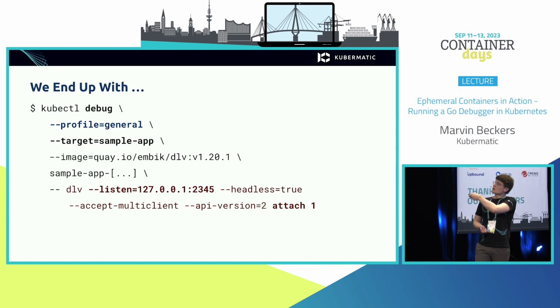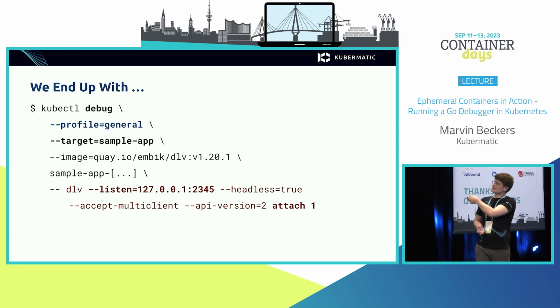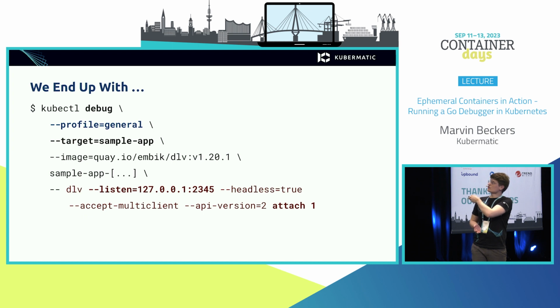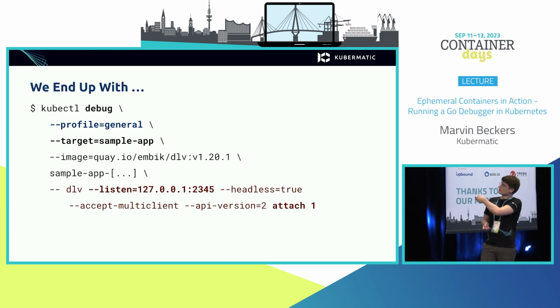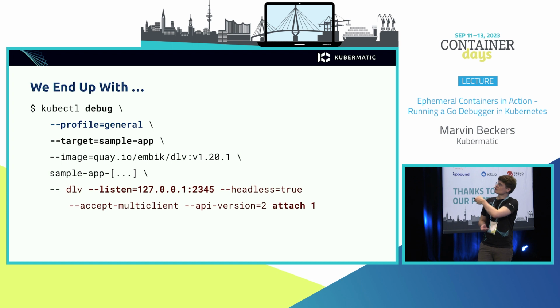I open up a port on localhost. That is all we need. We're going to see later why. We're opening a headless mode because we want this to act as a DAP server. And then there's a couple of things, like I can accept multiple clients. This is the API version of the protocol that Delve has internally, which works similar to DAP. We don't really care about that. But then we attach. So we attach to the process with process ID 1.